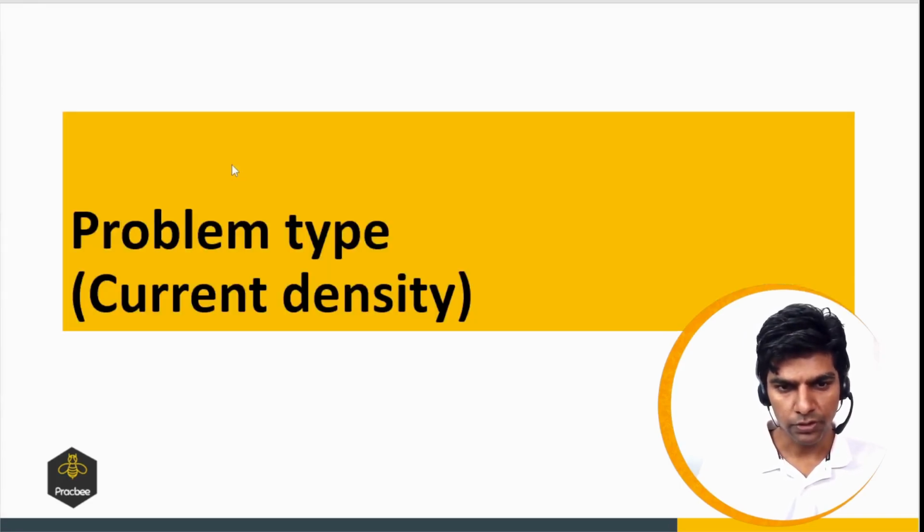Let us see the next problem type, which is based on current density. Let us see.